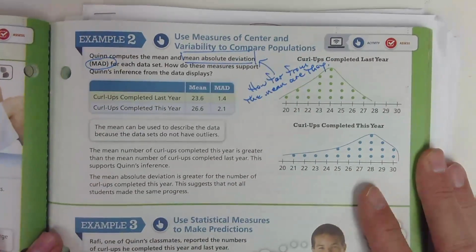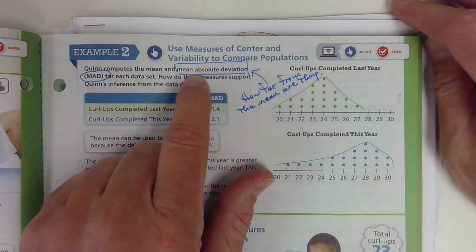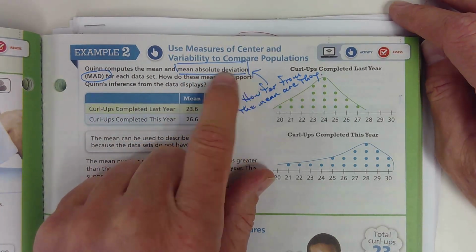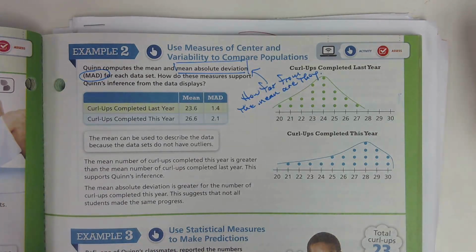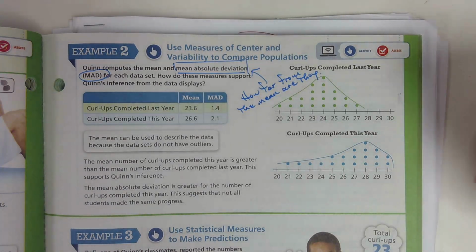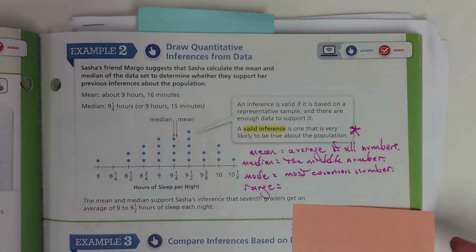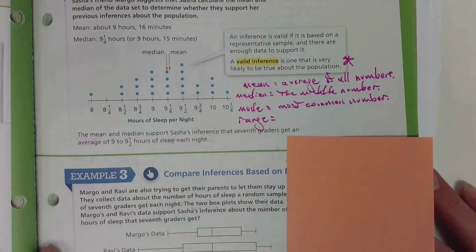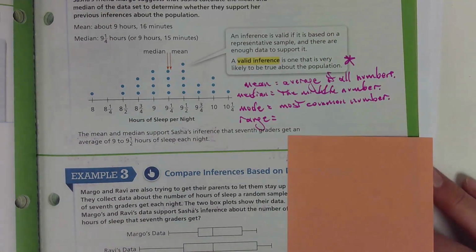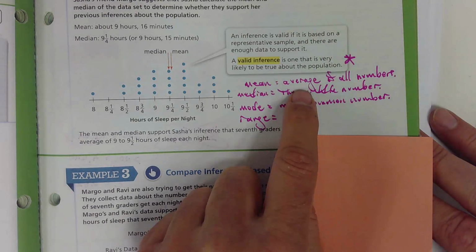You'll see this abbreviation every once in a while, MAD, M-A-D, and it stands for mean absolute deviation. In other words, how far the data is from the mean. Now, if you don't remember what mean is, you guys should have written this down a couple weeks ago. Turn back to page 33 in your workbook. And I had you guys copy this down. Mean is the average of all the numbers.